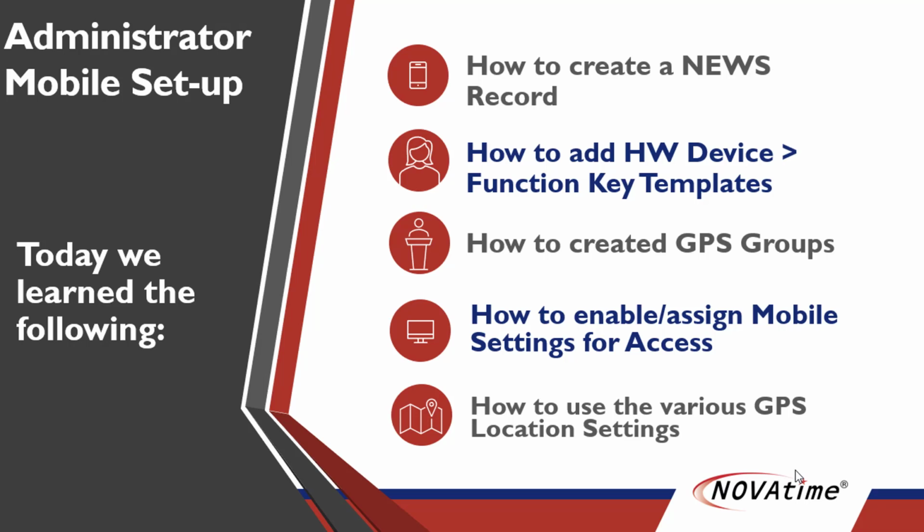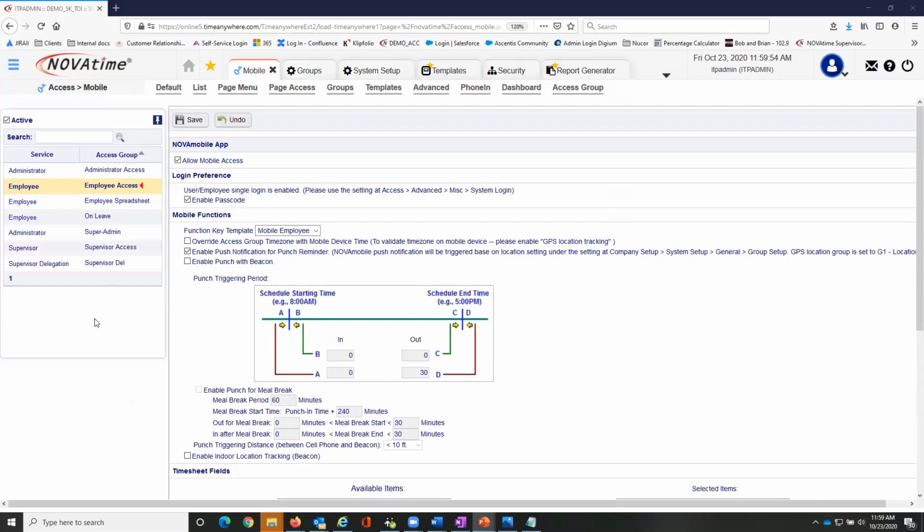We created GPS groups. We looked at the mobile settings for access on this page here, any of the GPS location settings. So that should wrap up the configuration for administration. I'm going to move on over to showing the actual app from the employee's point of view and the supervisor's point of view.